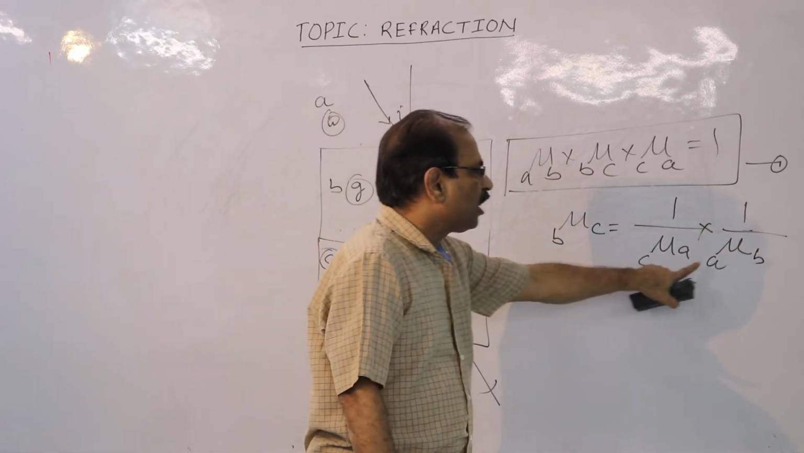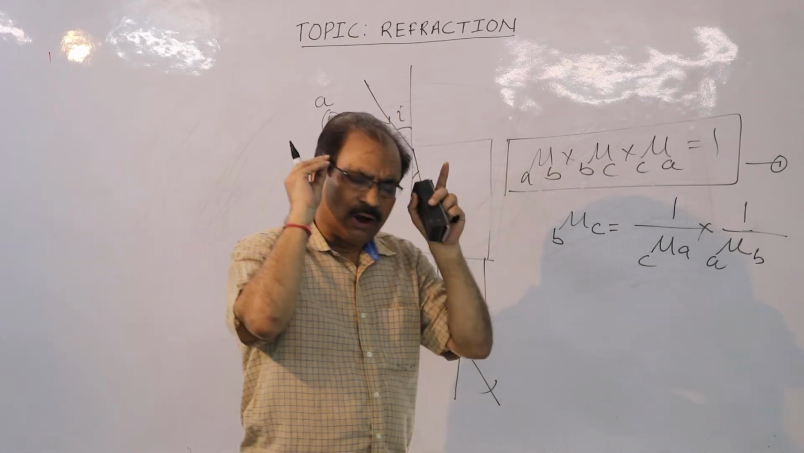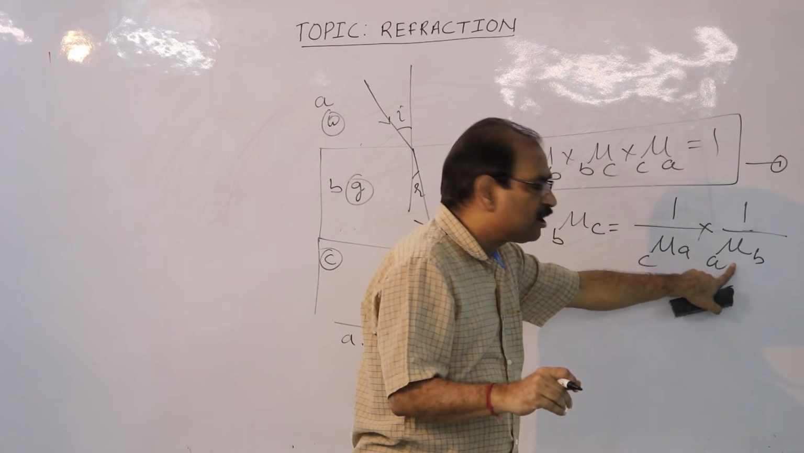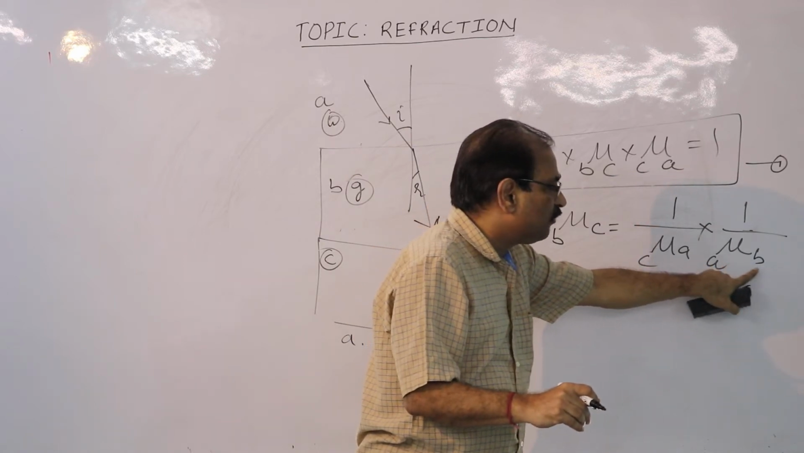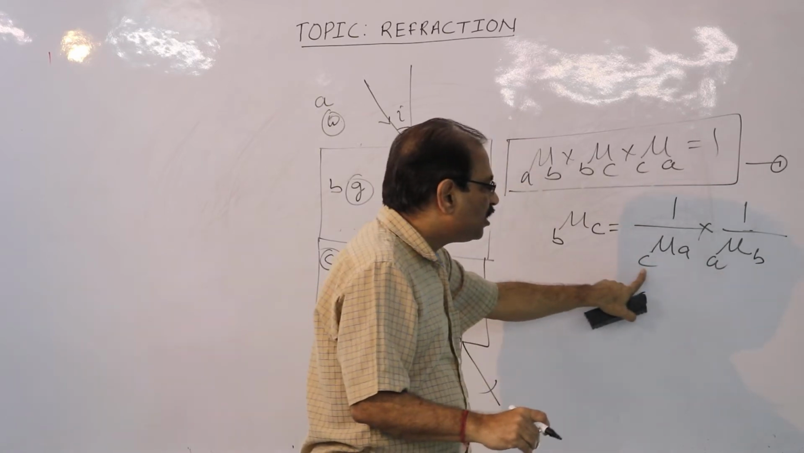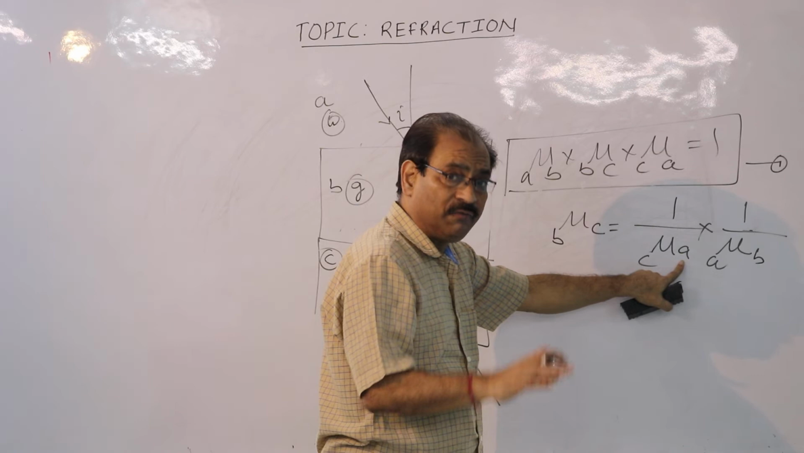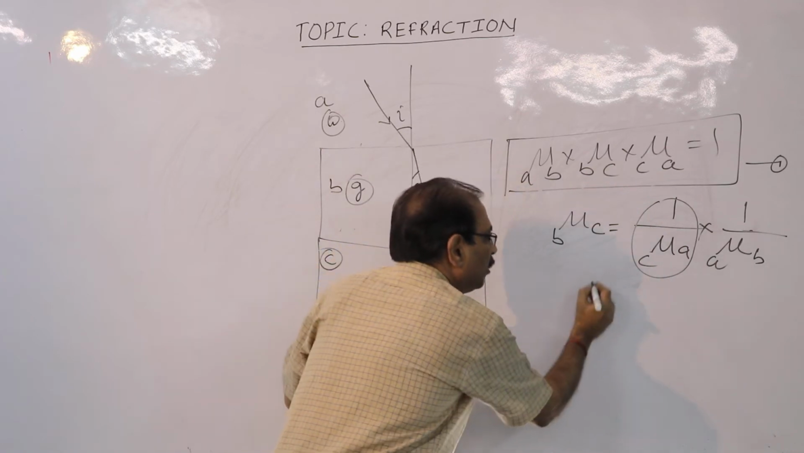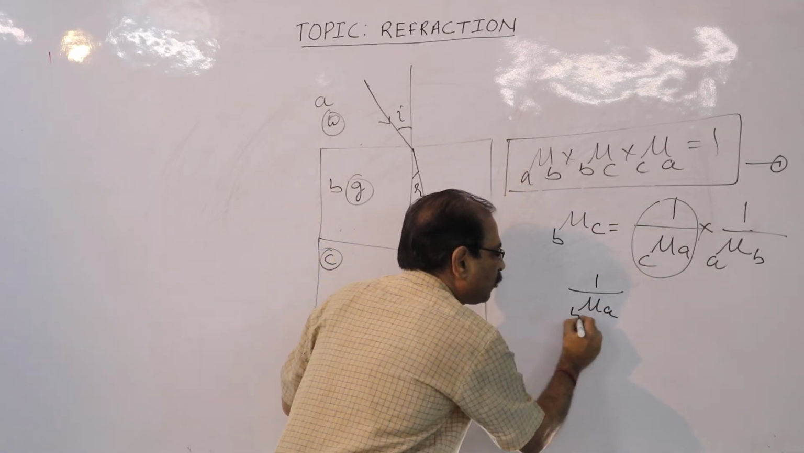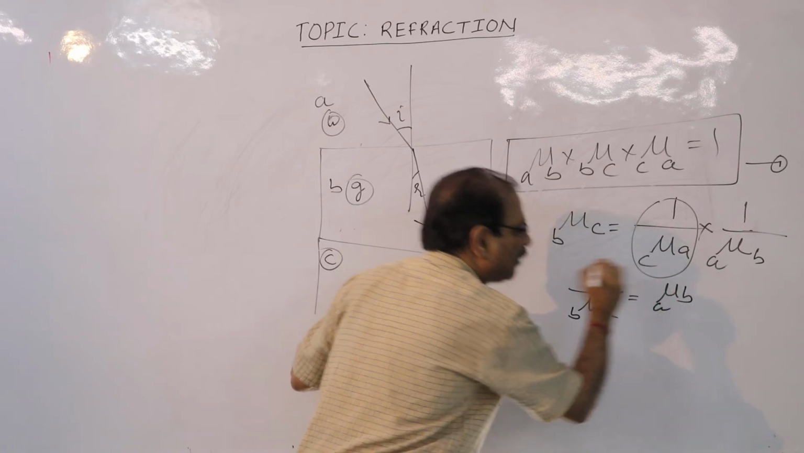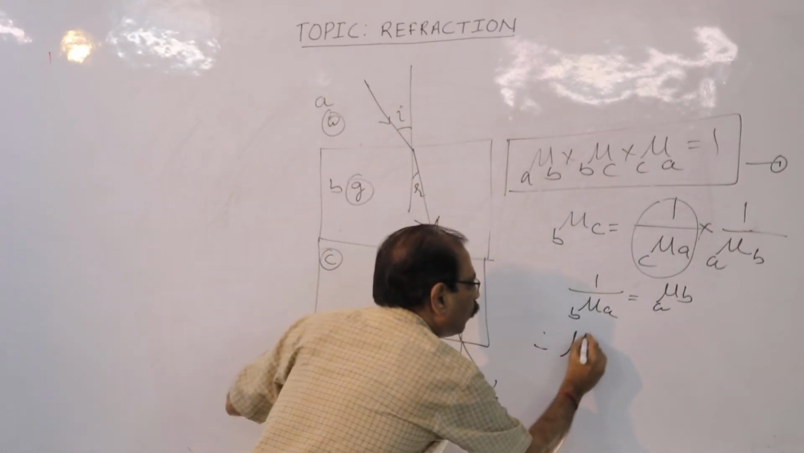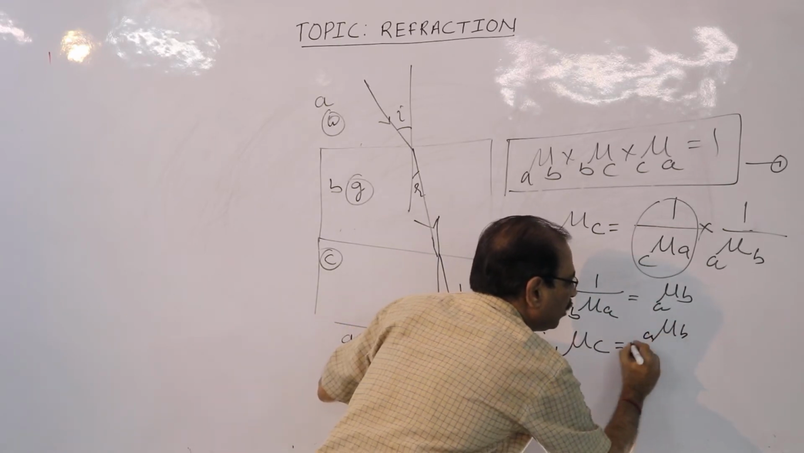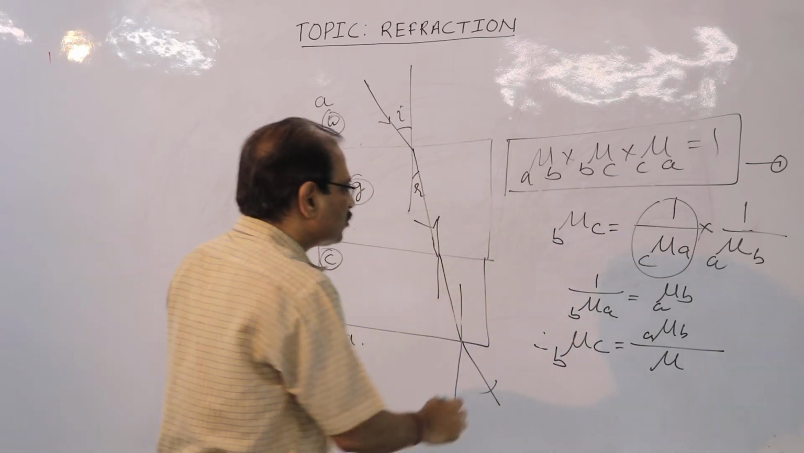Now children, we are comfortable, we want every refractive index to be with respect to air or vacuum. So we are comfortable with this term. This term is the refractive index of B with respect to A. But this is the refractive index of A, meaning air, with respect to C. So this can be replaced, because 1 upon mu of A with respect to B will be equal to mu of B with respect to A. So we shall have mu of C with respect to B equal to mu of B with respect to A divided by mu of C.